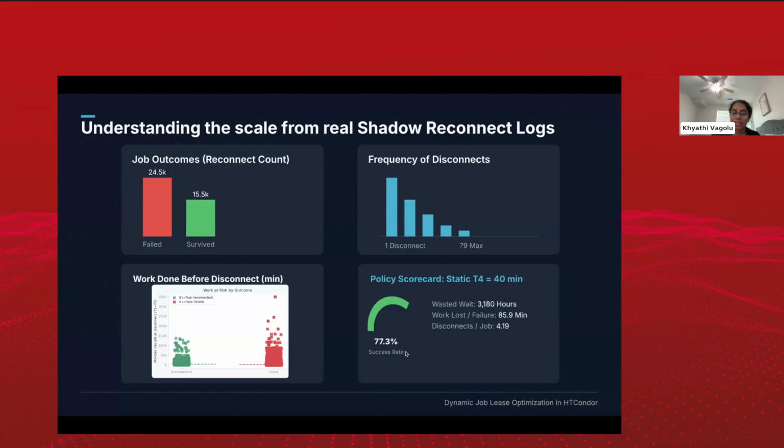And over here, you can see a 77.3% success rate, which is basically all the jobs that have attempted a reconnection and were successful with the reconnection. This number does look good, but that kind of corresponds to a wasted time of around 3,100 hours, which is pretty significant. So we want to see if we can use an ML model to optimize on that.